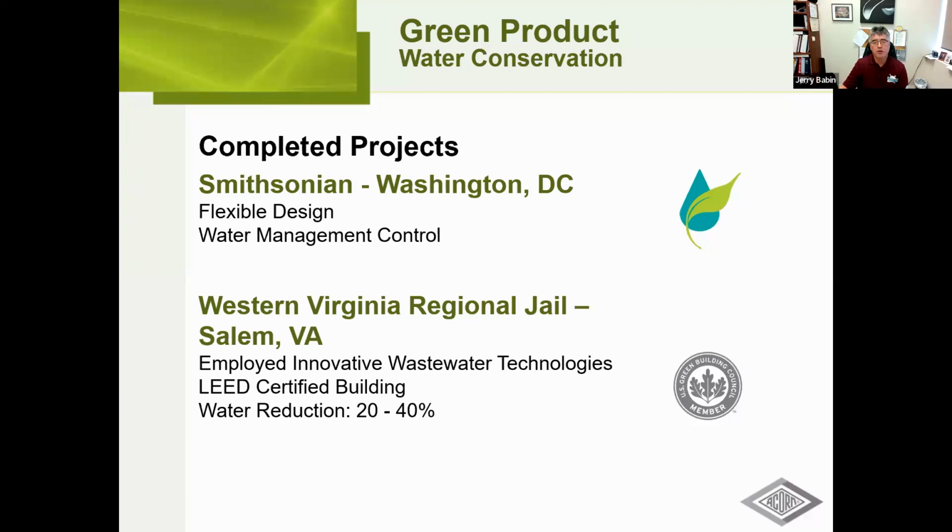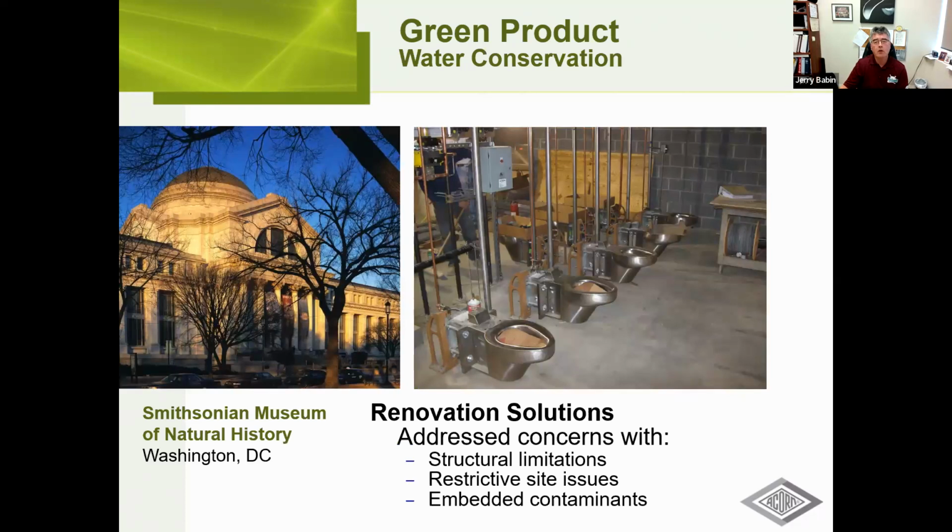Some completed projects that we did: Smithsonian in Washington, D.C. Again, the thought was it had flexible design and they were able to have water management control. Western Virginia Regional Jail employed it too. They had a water reduction of 20 to 40%, and it helped get LEED certification on the building. And just some views of those specific facilities.